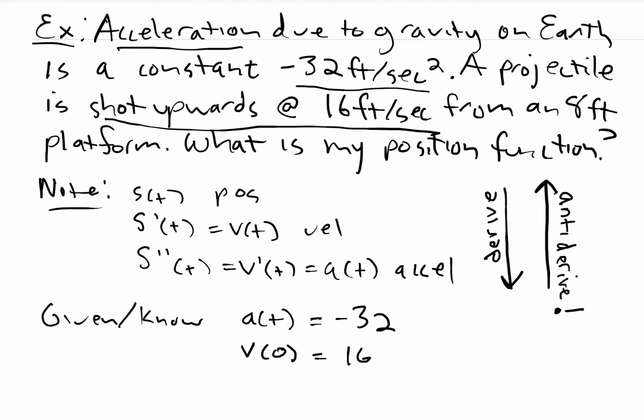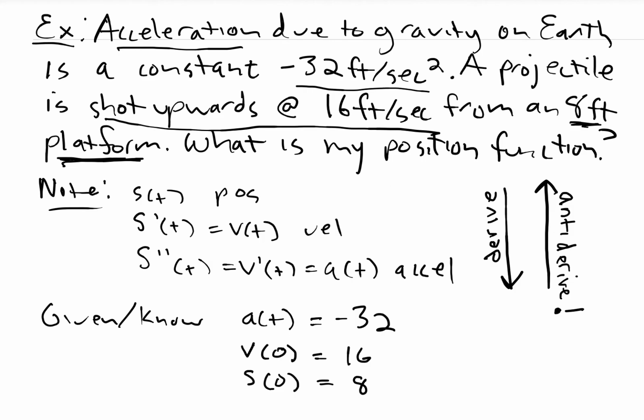Another comment that I will note here: since this thing is coming off of an 8-foot platform, that again gives you some hints on what's going on at your initial time. At time 0, where are you? You're on the platform, right? So you're 8 units off of the ground. So basically what's being asked for here is start with acceleration, antiderive to get velocity. You are going to need that initial velocity to complete your function.